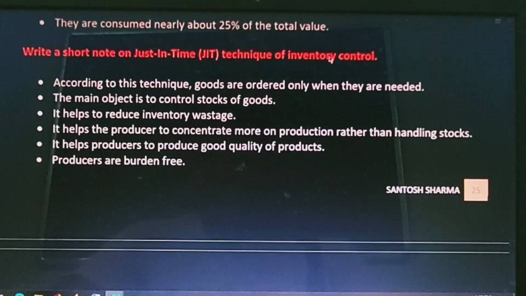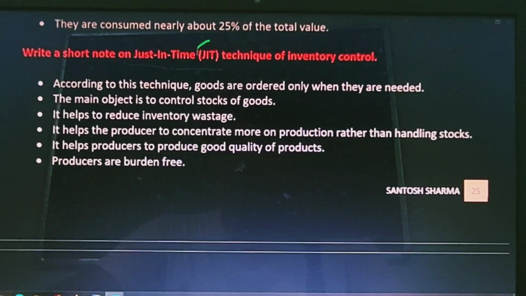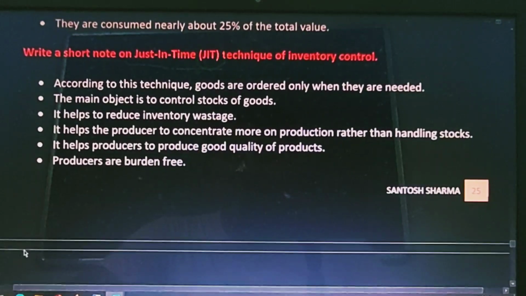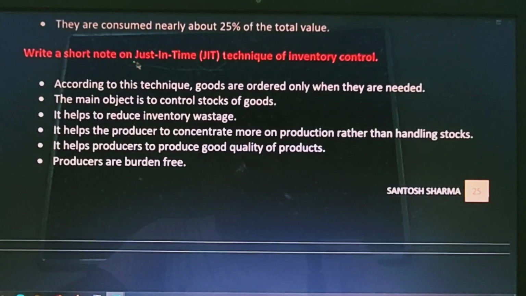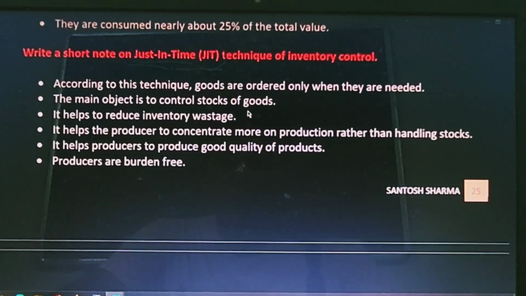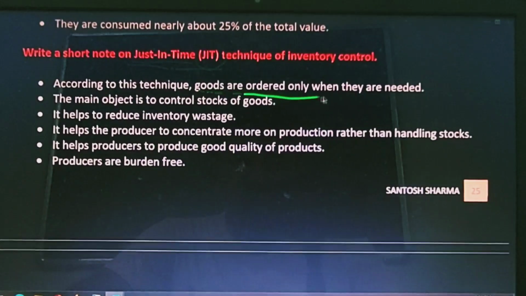Like that, the next inventory control technique is Just in Time, जिसको हम लोग most popularly known as JIT technique. And this technique, जैसे कि नाम में है इसके, Just in Time, that means as and when you require goods, you will order for that, right? So goods are ordered only when they are needed. So this is the main basic role of JIT.